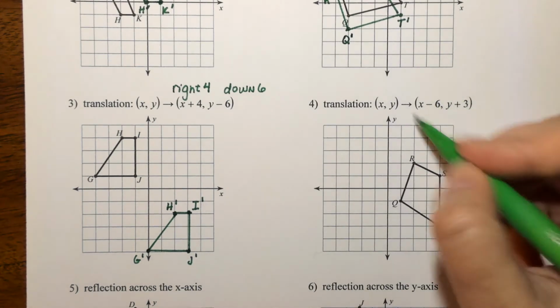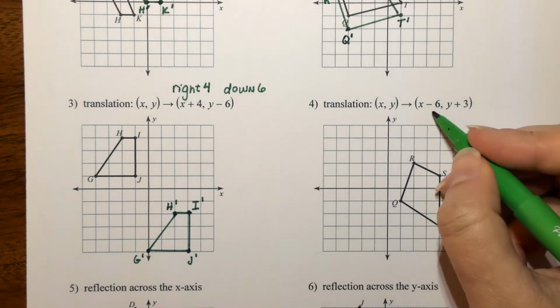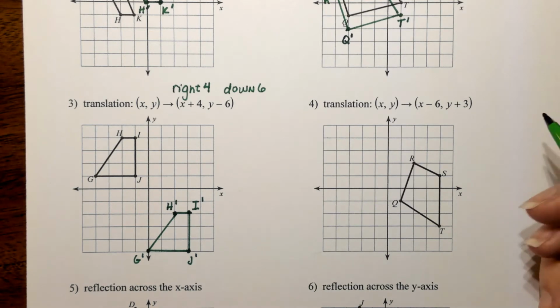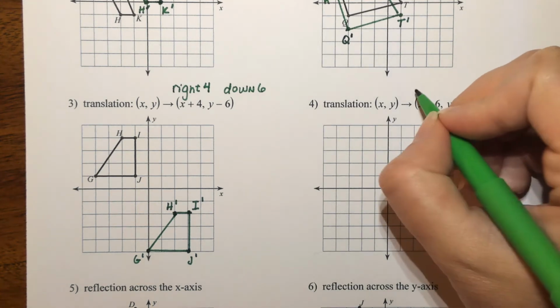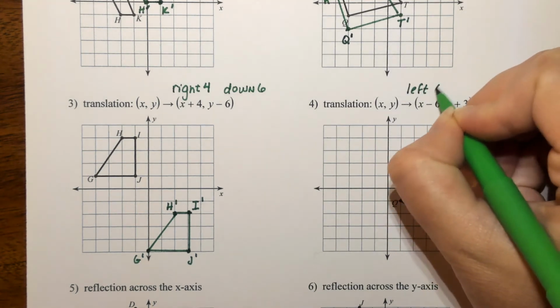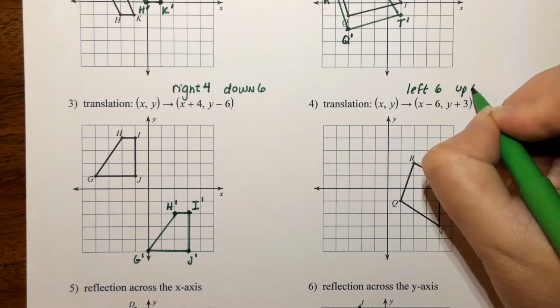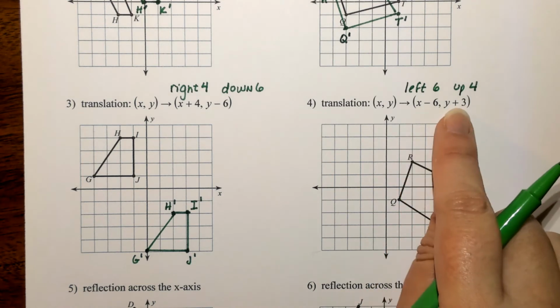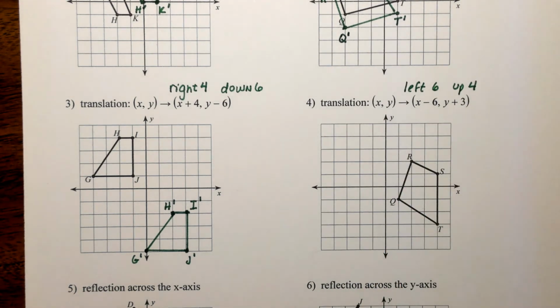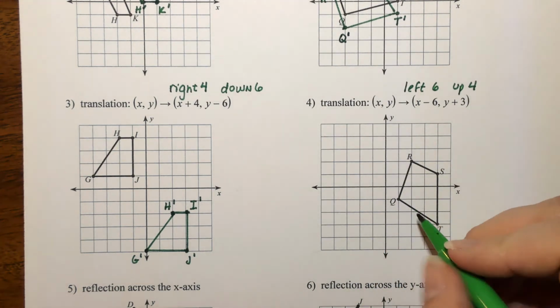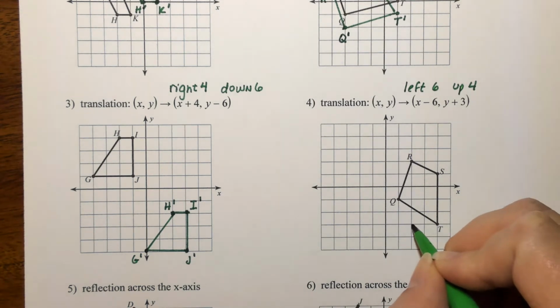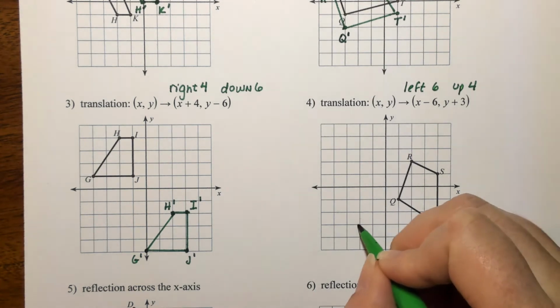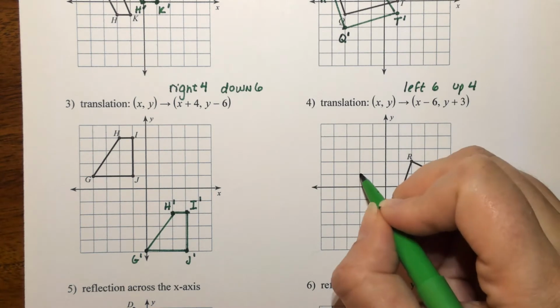Okay, so clearly because this is notes, I chose the opposite directions for number 4. So this one is left 6, up 4. So subtraction with the x is left, addition with the y is up. 1, 2, 3, 4.